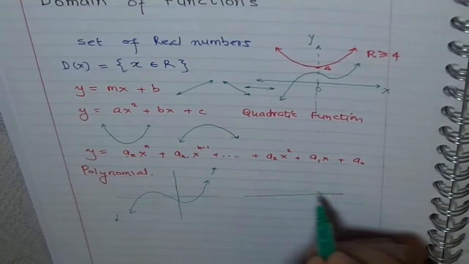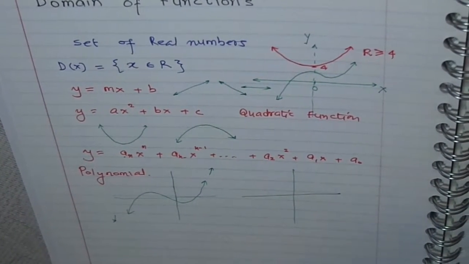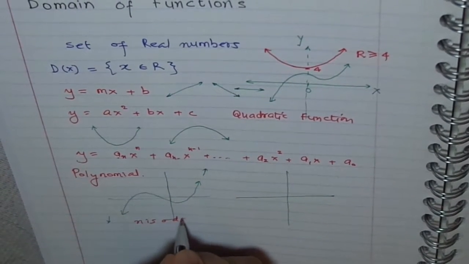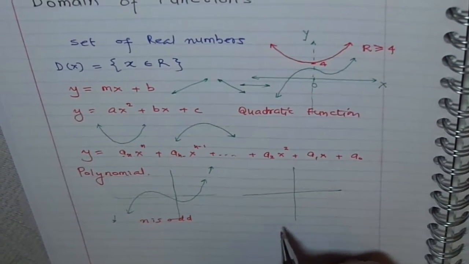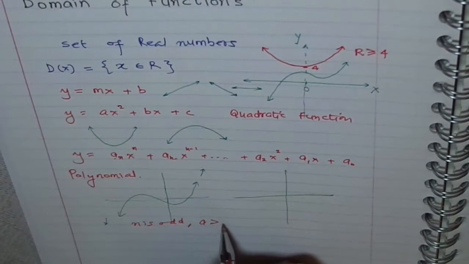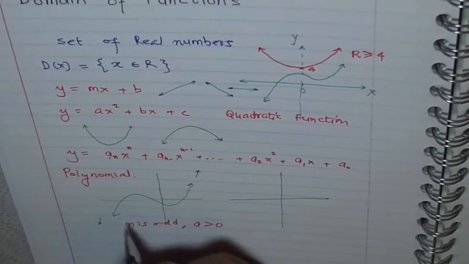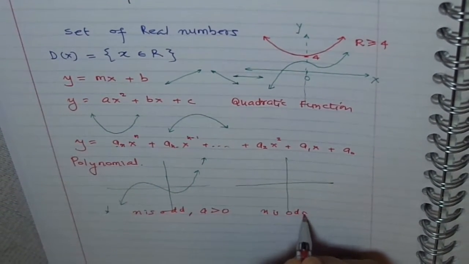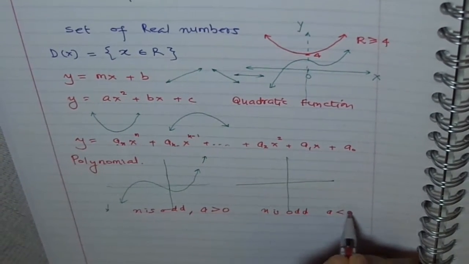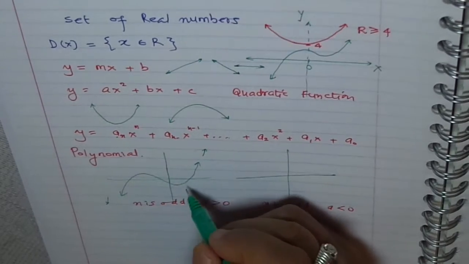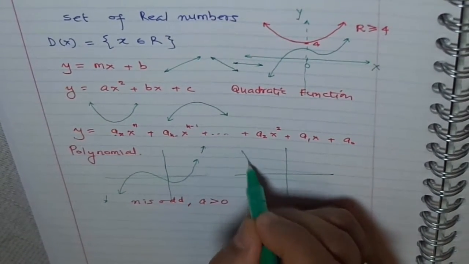But in case, let me write, if n is odd and a is positive, a is greater than 0, in that case it will be like this. But if n is odd and a is less than 0, in that case our graph will be reversed, right? It will flip. So here, it will do something like this.